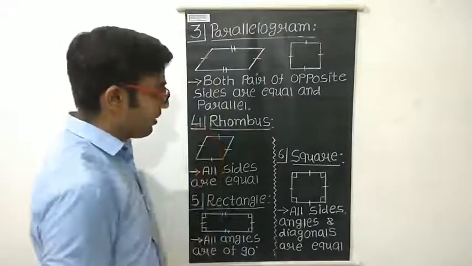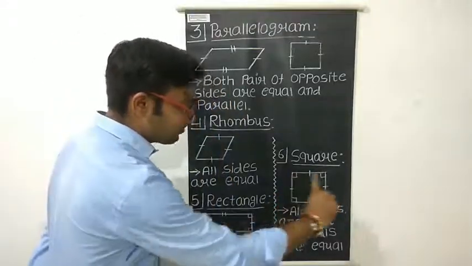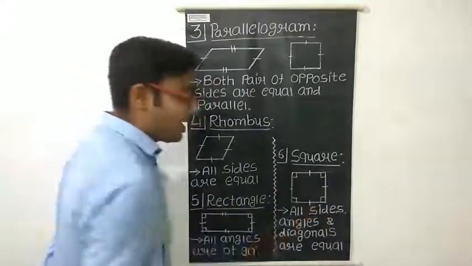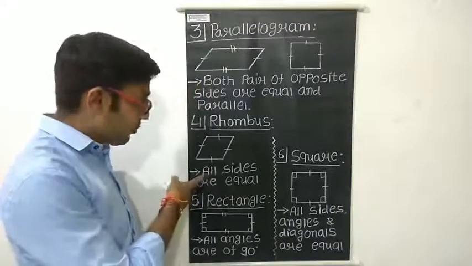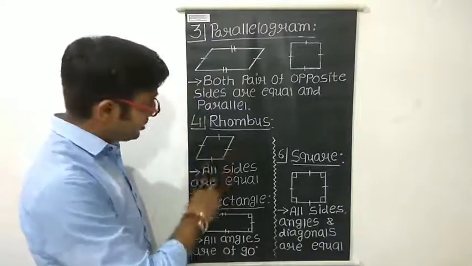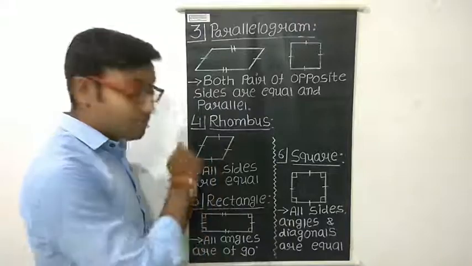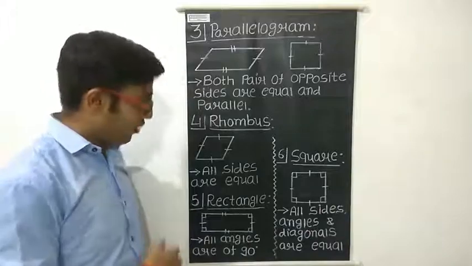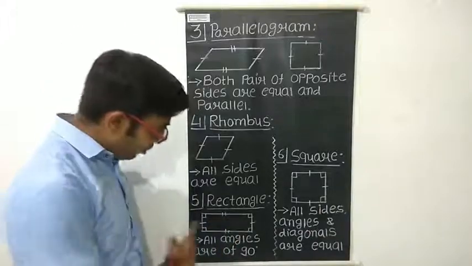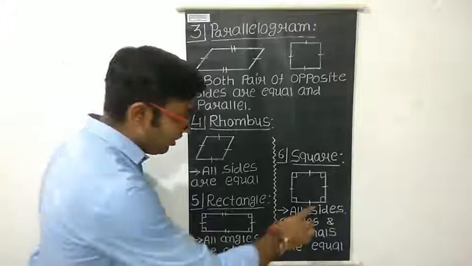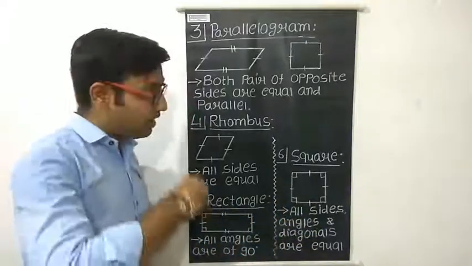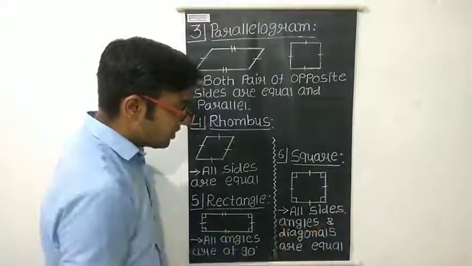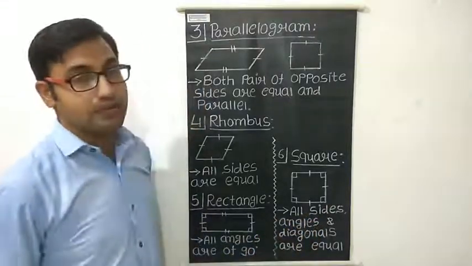See, first of all, parallelogram means both pairs of opposite sides must be equal and parallel. So these sides are equal and parallel. These two sides are also equal and parallel. Now what is the additional property of a rhombus? All sides must be equal. So here you can notice that all the sides are also equal. And the additional property of a rectangle is that all the angles must be equal. So here all the angles are equal and they are of 90 degrees. So all the sides, angles and also the diagonals are equal.